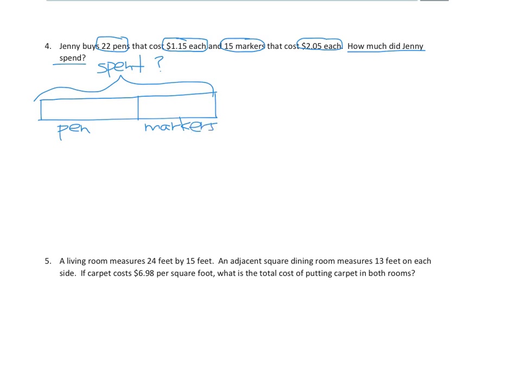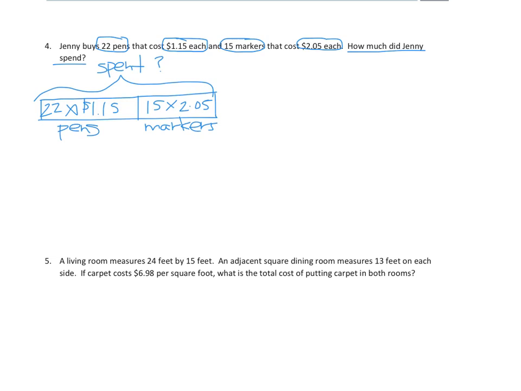So whatever I do, you do. To figure out the pens, we need to do 22, and we have to multiply that by $1.15 each. And to figure out the markers, we need to do 15 times $2.05 each. And then we would have to add the pens and the markers together, the total for each, and then add them to get how much money she spent. So let's get started with the pens. Let's do the pens first.